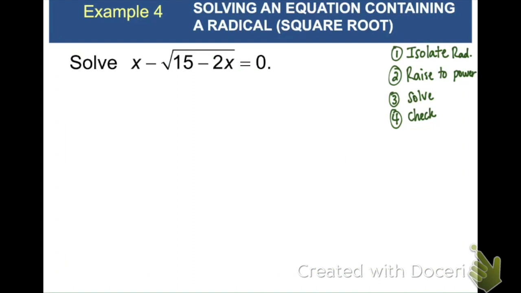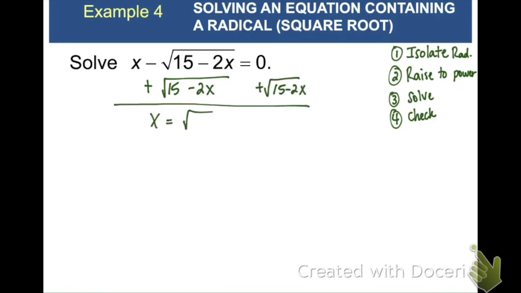So for this first equation, we have our radical on the left side with an x term. So step 1, isolate the radical. We're going to move our radical over by adding it. Next, we're going to raise each side to the power of 2. And the reason is because our index for our square root is a 2. Anytime we don't have an index written, like in this example, we know that it's 2.